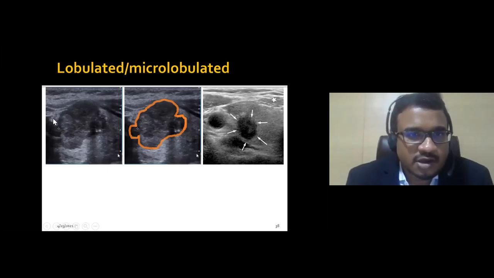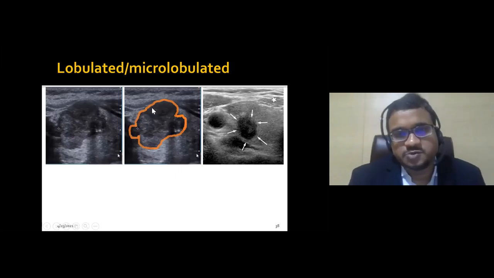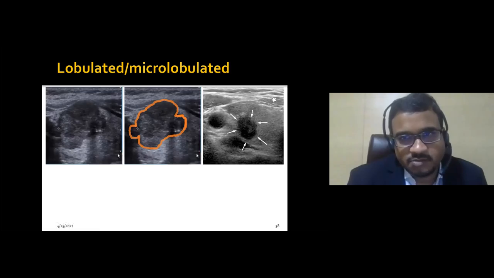So here you can see this is the thyroid gland, and inside that you have a hypoechoic lesion with a lobulated margin and some calcifications. These lobulations are suspicious for malignancy. So this again is the lobulation which is suspicious for malignancy.